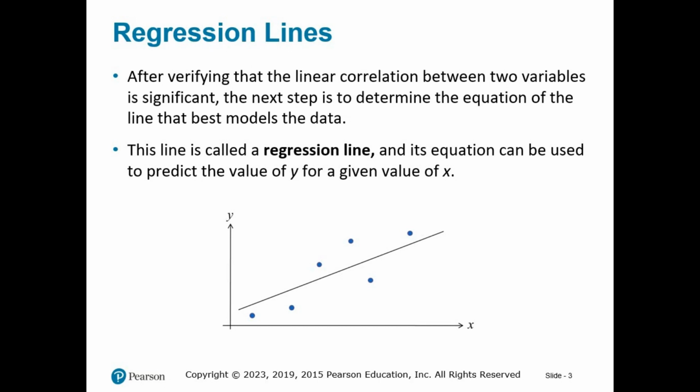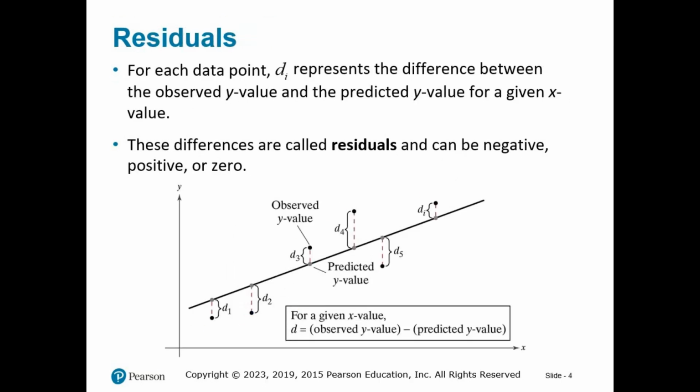Here are the data points relating two variables to each other. Through them is drawn the regression line, or the line that best models the data. For every data point along this line, there is a value d sub i that represents the difference between the observed y value and the predicted y value, or where the y value would be if it aligned perfectly with the line. This is done for every x value.